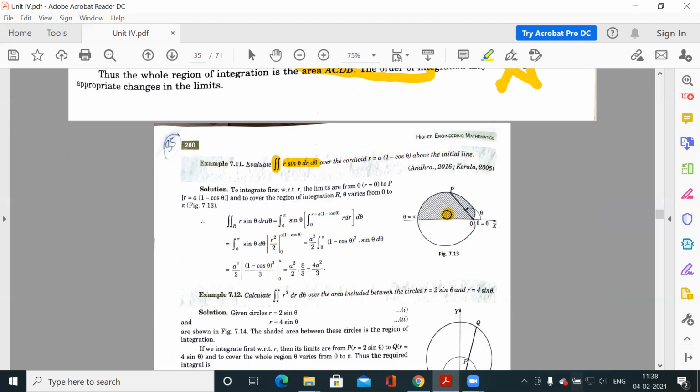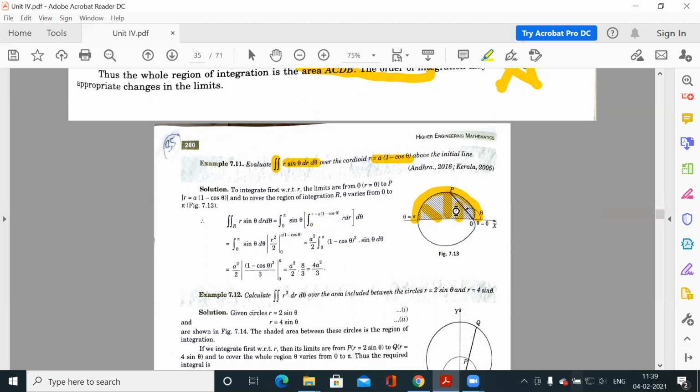Here on this line r is 0, and when we go up to here, whichever side we go, the upper limit of r is found on this curve. The curve is r is equal to a(1 minus cos theta), and the minimum value of r is 0. For polar coordinates we always take the limits of r first, then the limits of theta. So r goes from 0 up to the cardioid r is equal to a(1 minus cos theta), and next theta.